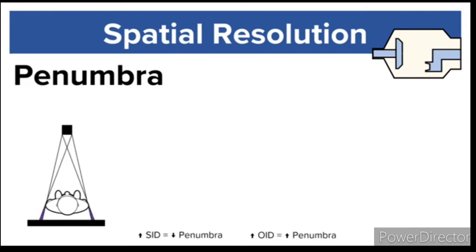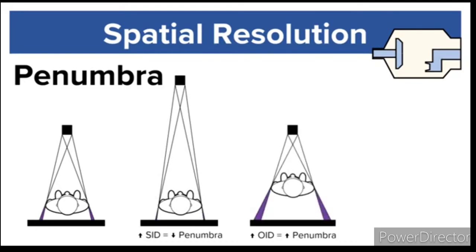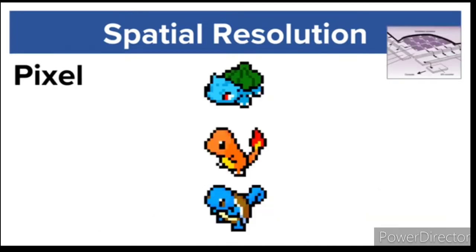And what is penumbra? Penumbra is the area of unsharpness around an object. So for example, if you increase SID, you'll decrease penumbra. If you increase OID, you'll increase penumbra. And if you increase effective focal spot, you'll also increase penumbra. Two factors that affect spatial resolution after X-rays hit the image receptor are pixels and matrices.